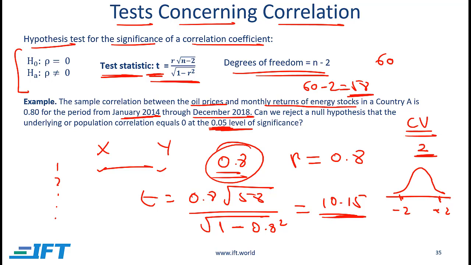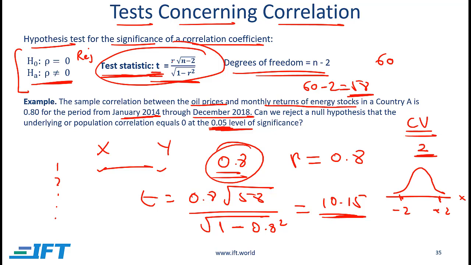The test stat is much higher than plus 2. So the test stat is here, which means that we can reject the null hypothesis that the correlation is 0. So that means that there is enough statistical evidence that the correlation is not equal to 0. So hopefully now you understand how to use this formula, but from a testability perspective, memorizing this formula is crucial. So I'll help you memorize this.